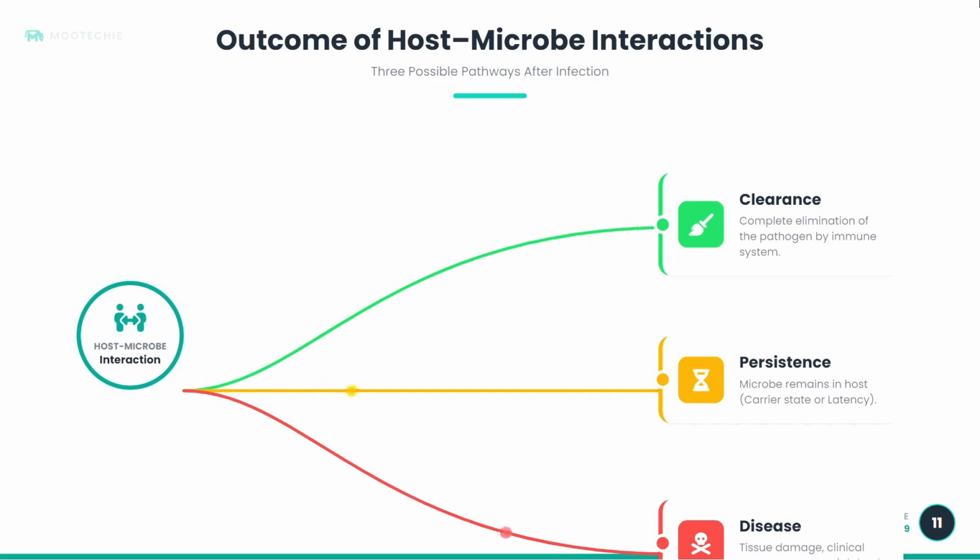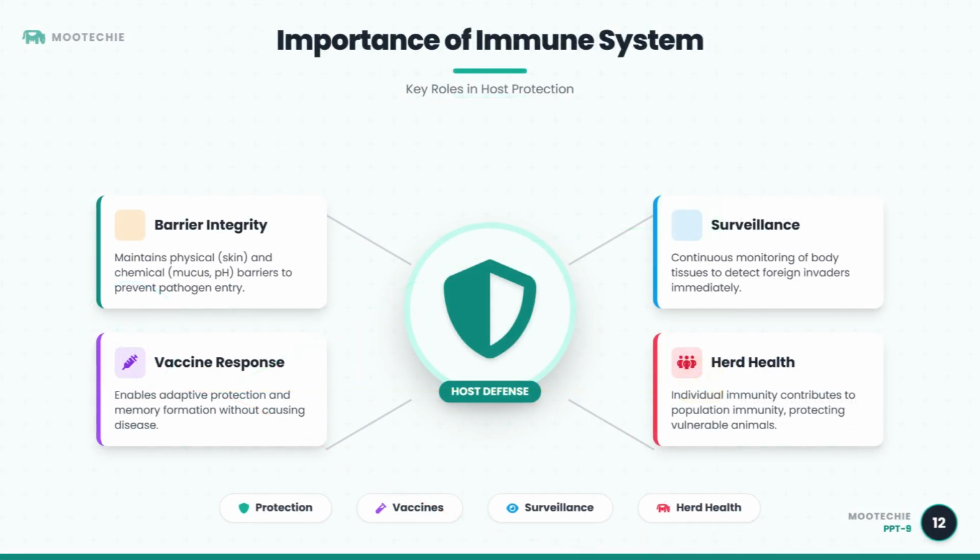Given all this, let us summarize the importance of the immune system. It plays several key roles. First, it maintains barrier integrity, ensuring our physical skin and chemical barriers like mucus are strong to prevent pathogen entry. Second, it enables vaccine response. Our adaptive immune system can be trained by vaccines to develop memory and protection without us having to suffer from the actual disease. Third, it provides constant surveillance.